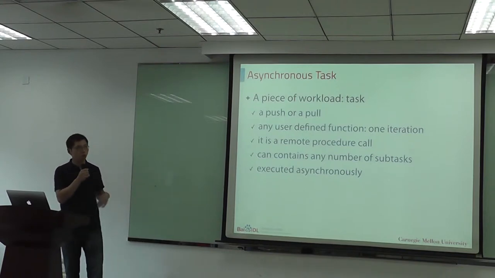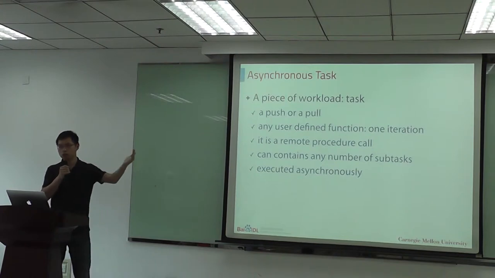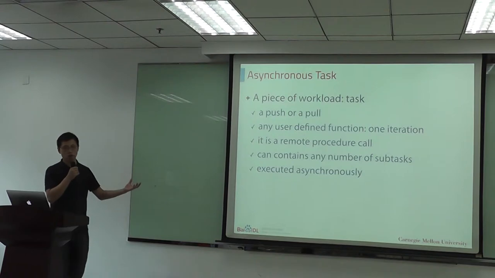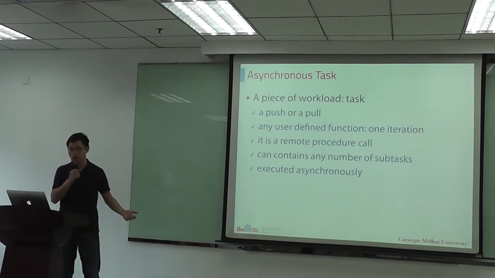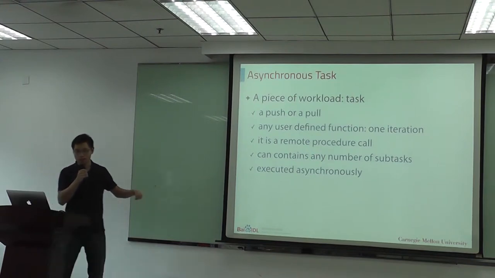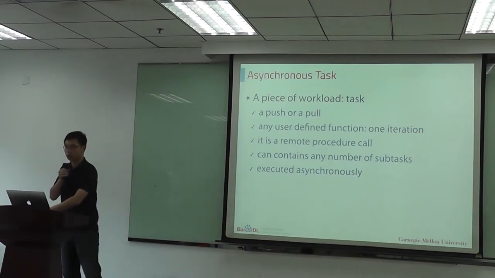But we want the synchronized sense. We make an abstraction here. That is, we abstract all this workload as a task. It can be a push, it can be a pull, or any user-defined function. That is, running all iterations is a task. And in fact, it's an RPC call. We involve several machines, and at each iteration you can do a lot of pushing. And the most important thing is that it is asynchronous. We take an example here.